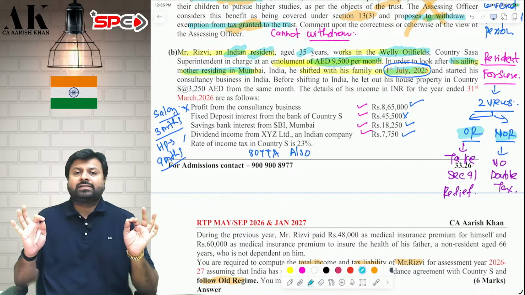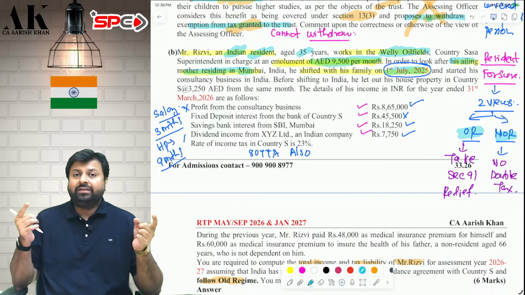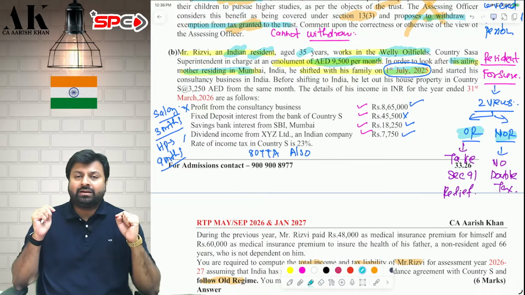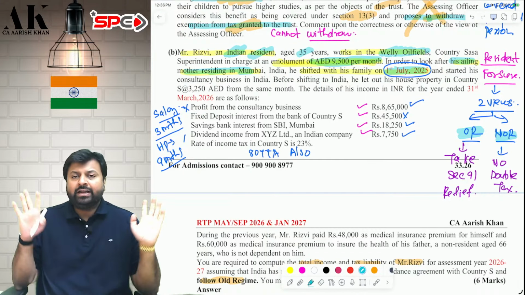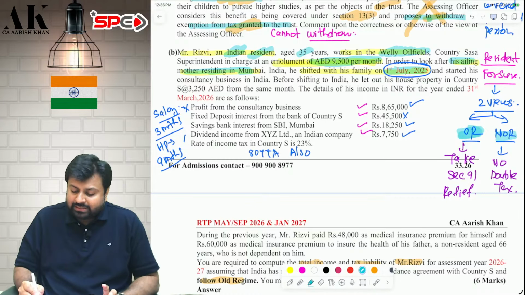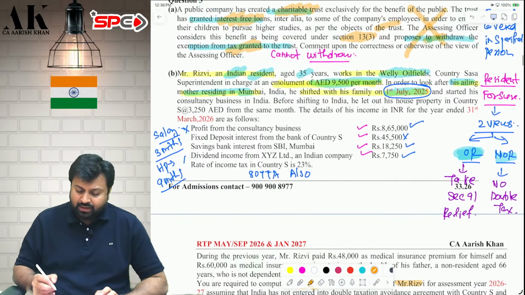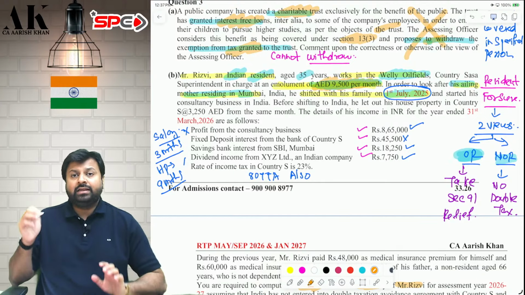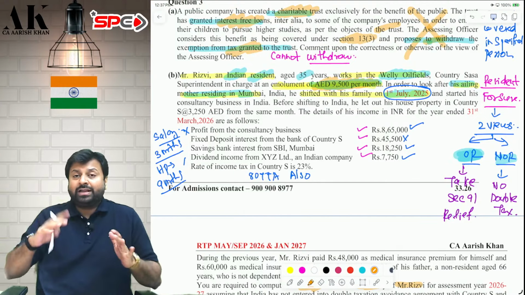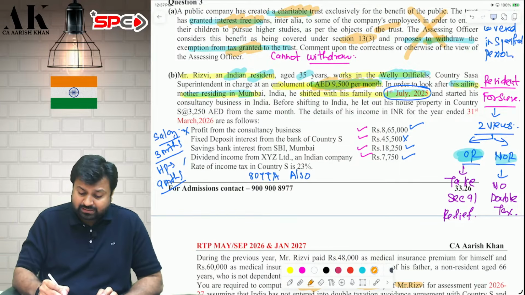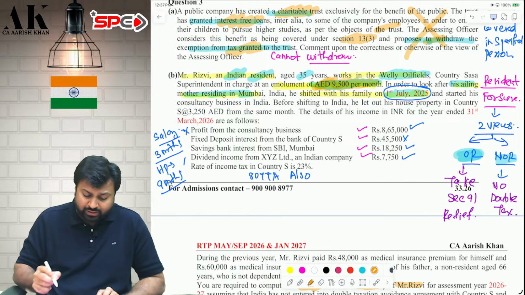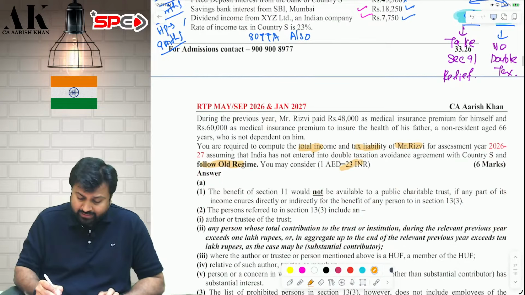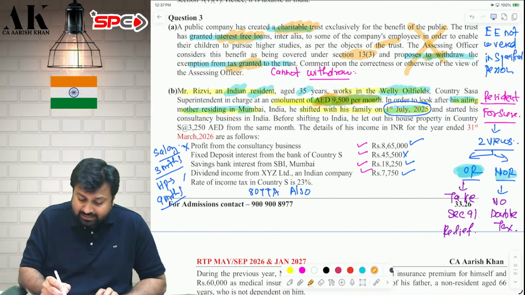If he is an ordinary resident, then world income will be taxable. And if he is a not ordinary resident, then only income which is accrued in India, which is received in India will be taxable. Let's assume that he is an ordinary resident. Then world income will be taxable. Which all income will come? First of all, 3 months he was working there and earning salary there. That will also be taxable because for ordinary resident, world income is taxable. 9,500 into 3 months into what is the rate? 23. This will come.